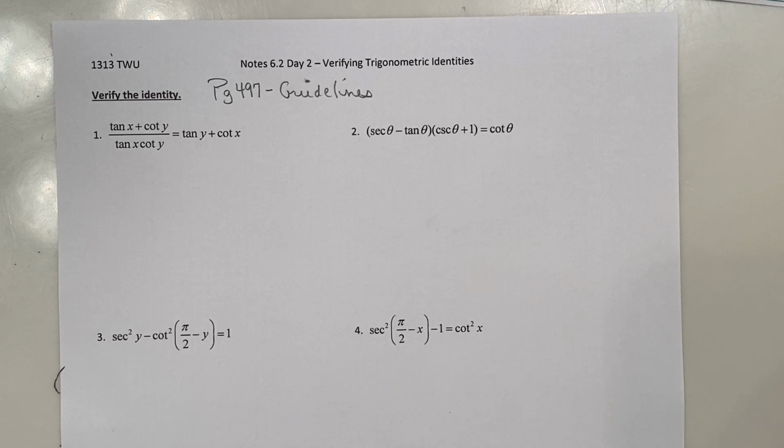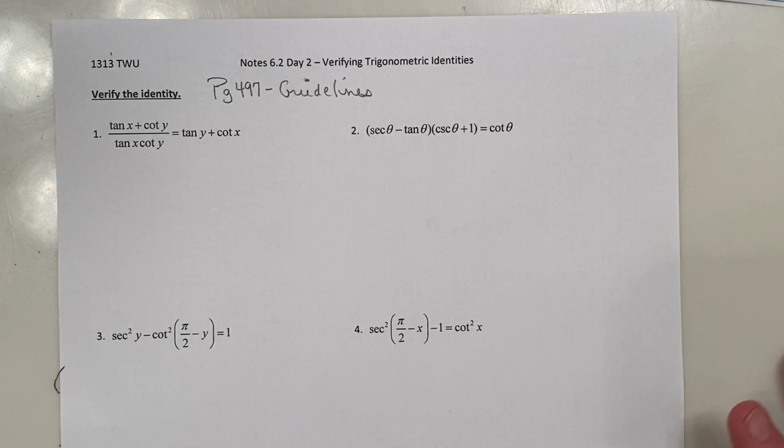Hi, so in this lesson, we're going to continue verifying trigonometric identities. This is chapter 6, section 2, and this is day 2. We have 7 problems that we're going to work on here in verifying the identity. They're a little more complicated, a little more rigorous than the verifying trigonometric identities from day 1. All right, but we'll hang in there.